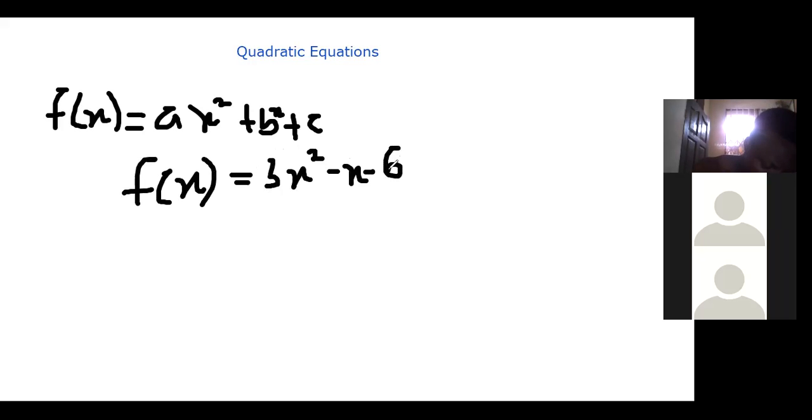So find the minimum value of f of x. I already told you to find the minimum value, so you already know what you are going to get. And for what value of x does it occur? So find the minimum value of f of x is equal to 3x squared minus x minus 6, and for what value of x does it occur?